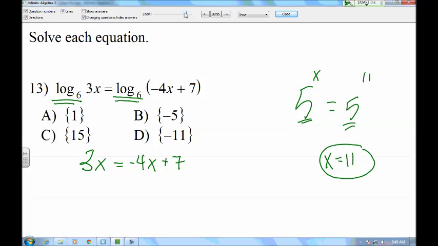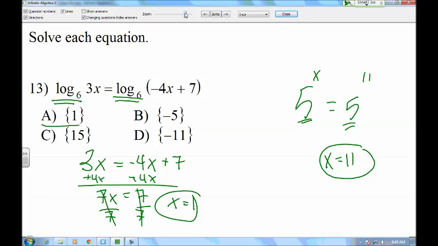I'd like to actually see some work. Is that a 1 or a 7? So what's 7 divided by 7? 1, right? Okay, so you add 4x. And you have 7x equals 7. Divide by 7. X equals 1. So it was A.